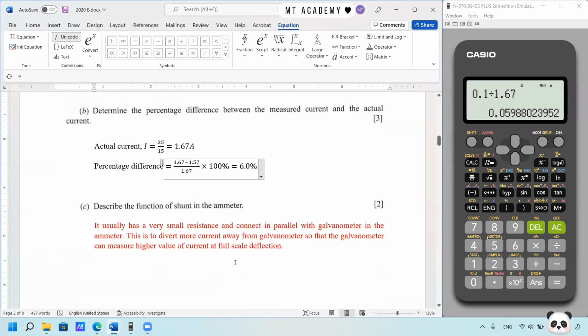So move on to question C. Describe the function of the shunt in the ammeter. The shunt is a resistor that has a very small resistance, connected in parallel with the galvanometer.